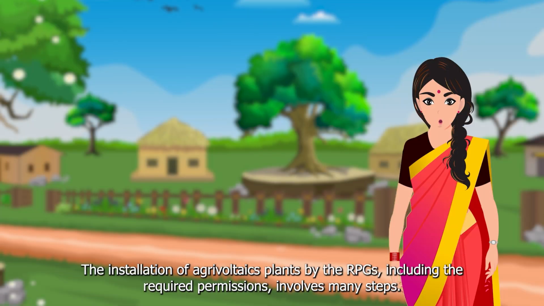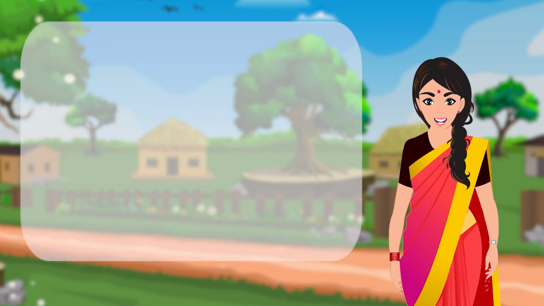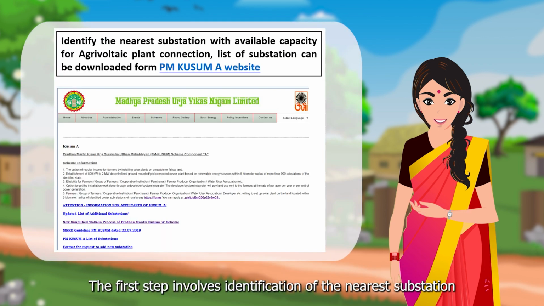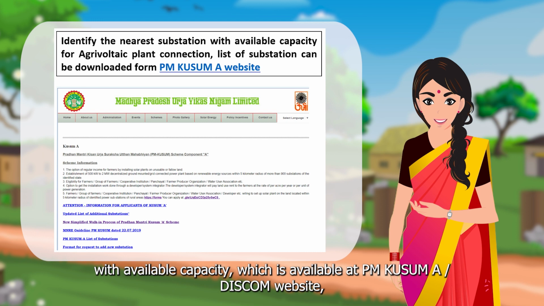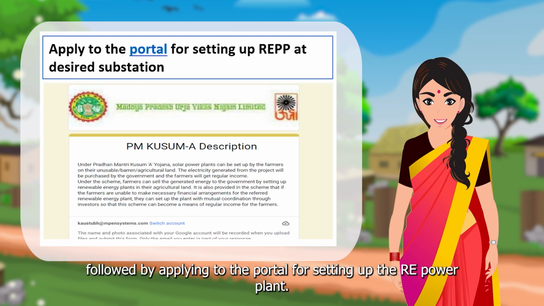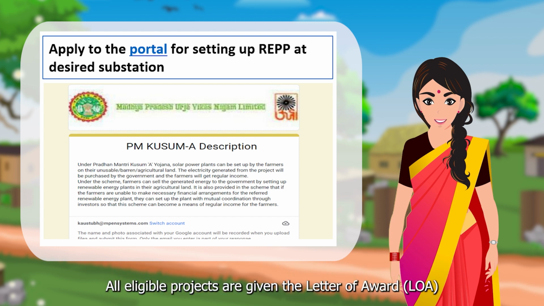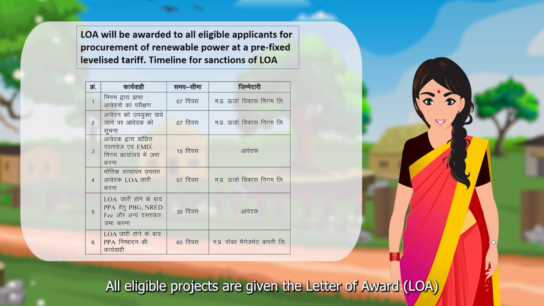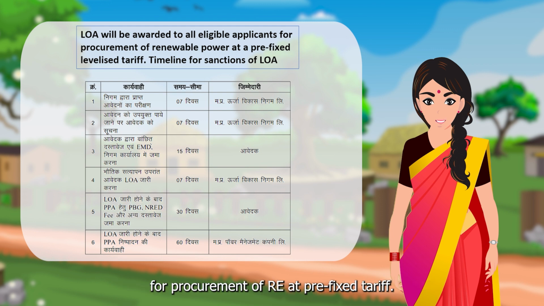The installation of agrivoltaic plants by the RPGs, including the required permissions, involves many steps. The first step involves identification of the nearest substation with available capacity, which is available at the PM Kusum scheme Component A DISCOM website, followed by applying to the portal for setting up the renewable energy power plant. All eligible projects are given the letter of award, LOA, for procurement of RE at a prefixed tariff.